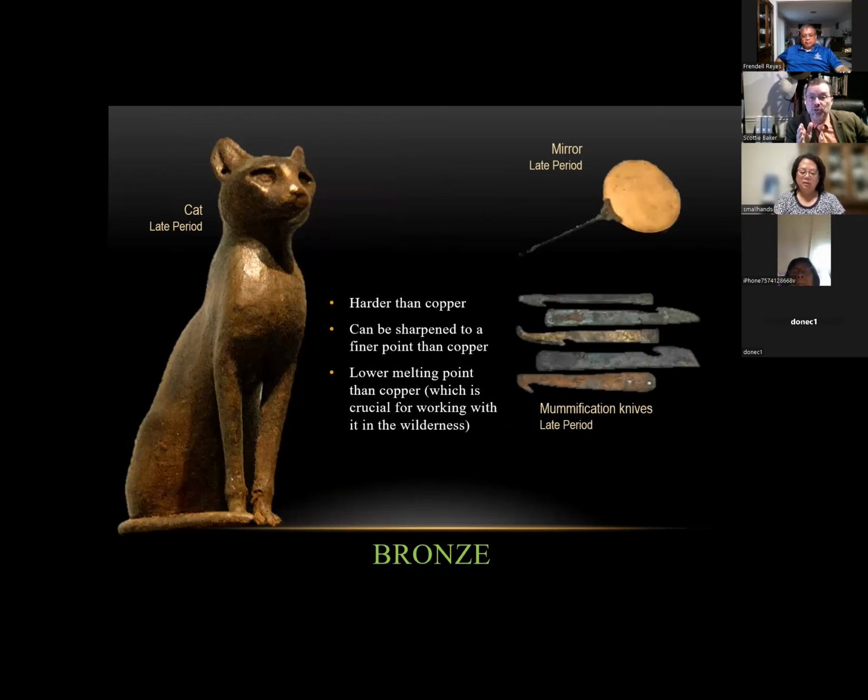It can be sharpened to a finer point than copper, which is what made it good for weapons. And it actually had a lower melting temperature than copper, which made it ideal for working in the wilderness. By the way, here's a mirror made out of bronze, and a cat, of course. You can see that there.